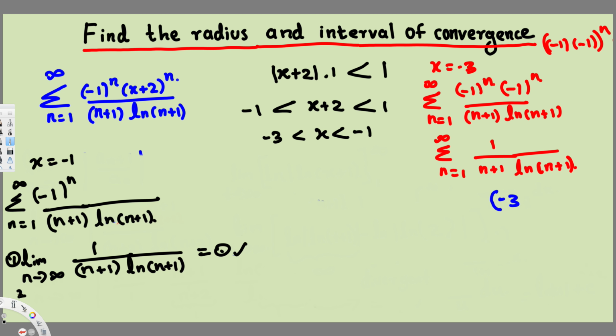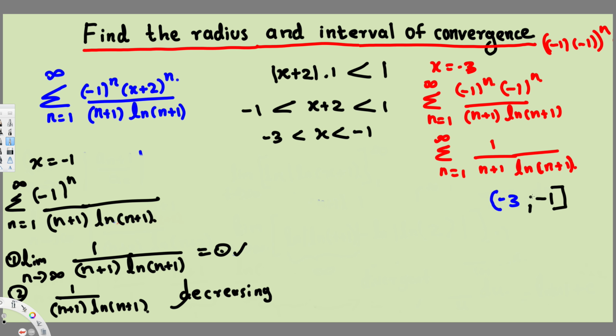Now let's do the second one. The second one is that this has to be decreasing. If you take this function, 1 over (n plus 1) ln(n plus 1), you can see that as n increases, the denominator becomes bigger and bigger, right? So as the numbers increase, this value keeps decreasing. So this function is decreasing, and this is also passing the next test. So this series is convergent, right? Therefore we have to put this -1 in a closed bracket. So this is going to be our interval of convergence.